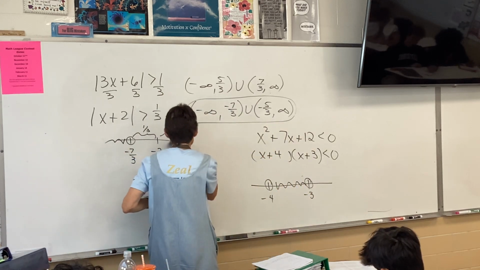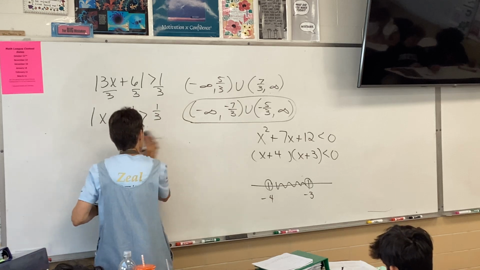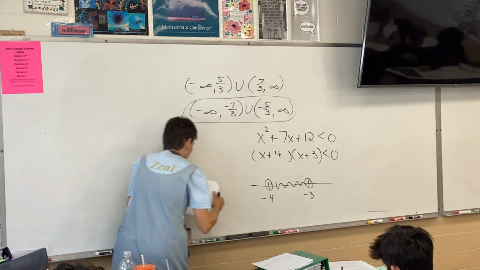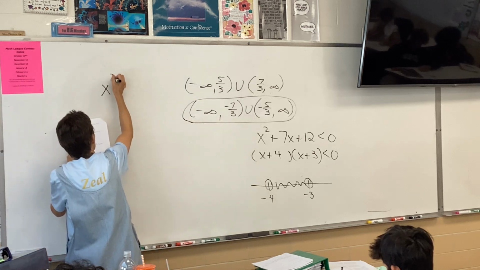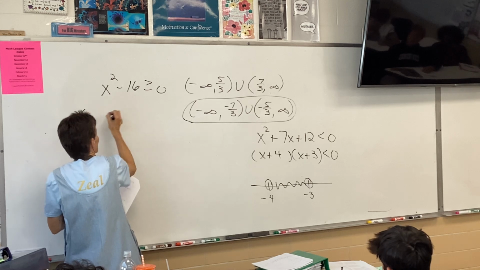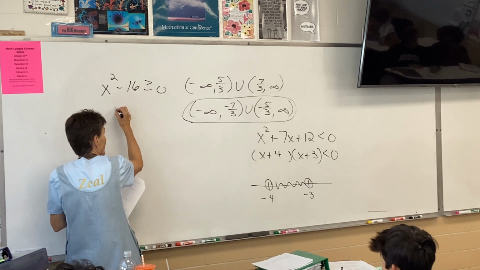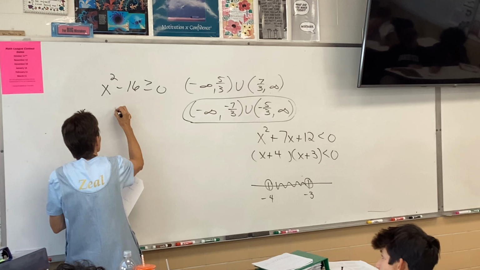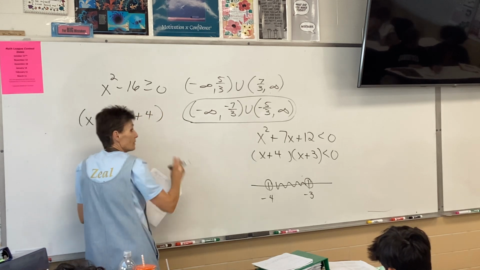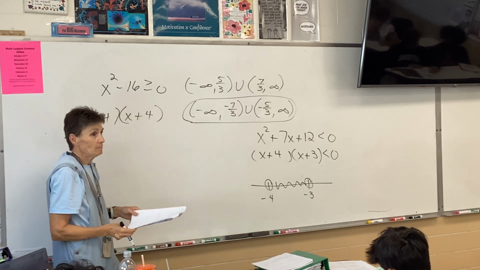Now, I don't know about you, but this doesn't seem too bad. Let's try the next one. What do you think about x squared minus 16? Factor it. It's the difference of squares, right, so it factors how? x minus 4, x plus 4. Everybody good with that?